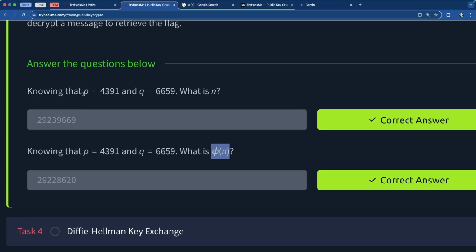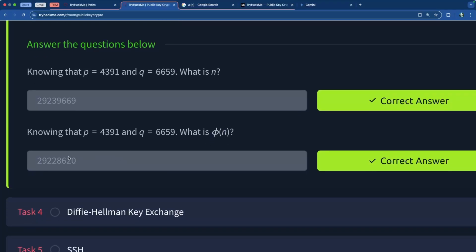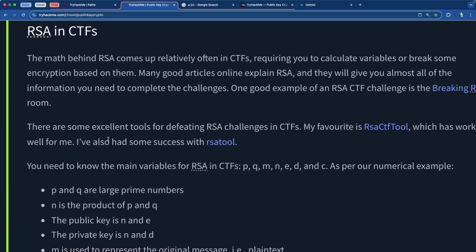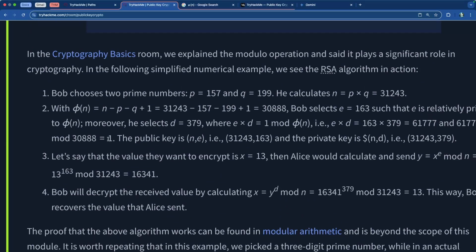What happens is that first we have to calculate the product of this, meaning you multiply this by this, and it gives us n. Then to calculate phi of n, we take this final value, which is n, and subtract this number by this, and then subtract this as well, and then we add 1 at the very end, and then we get phi of n, which ends up being this number. So now it makes a little bit more sense to me, and I got there.